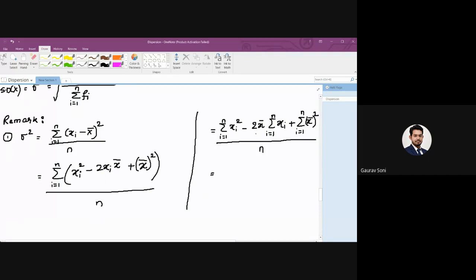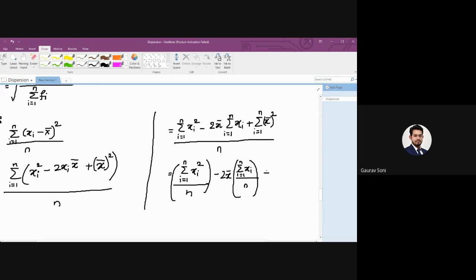Now in this case, summation xi square, I'll separate this denominator: summation xi square divided by n, i running from 1 to n. This is the first term. And this 2 times x bar, as you said, I've taken outside. In the bracket, I will have summation xi divided by n, i running from 1 to n, plus summation x bar square divided by n, i running from 1 to n.